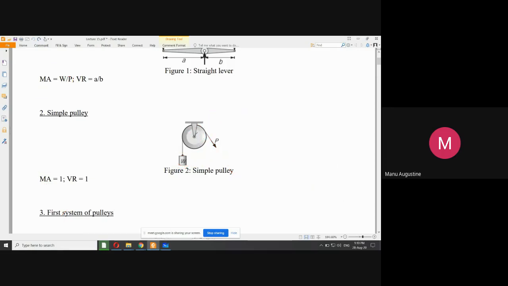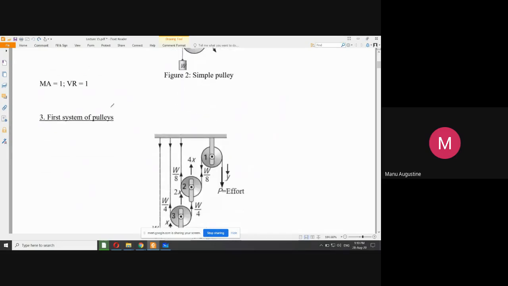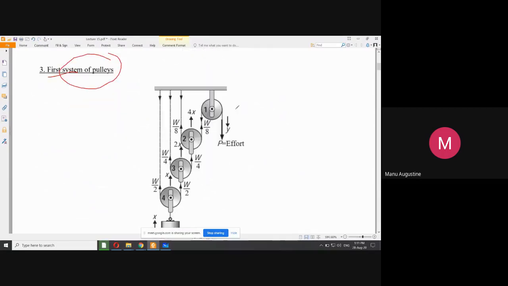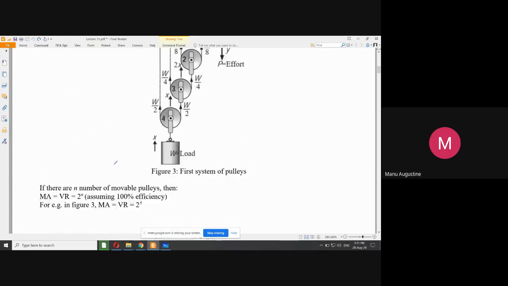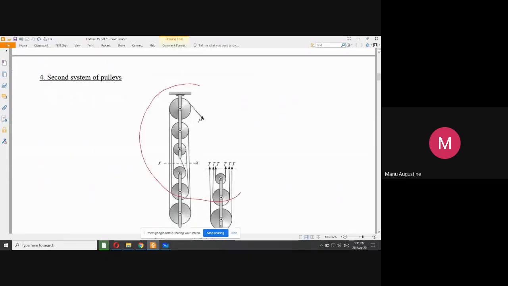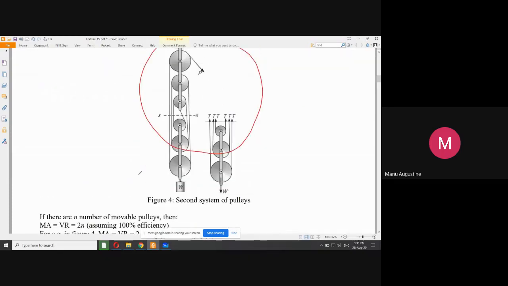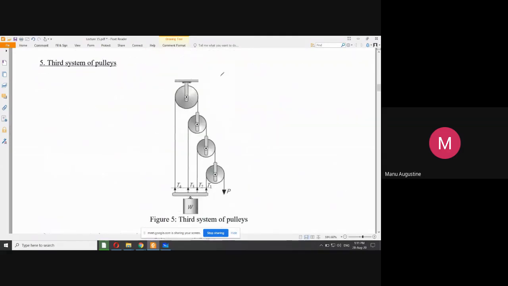But anyway, this is not the end of pulleys, because although a single pulley as shown in the figure will not allow you to achieve any mechanical advantage, there are something called systems of pulleys. So there is a first system of pulleys which is shown like this. We will come to the discussion of these pulleys a little while later. Then there is a second system of pulleys. This looks like this, and then there is a third system of pulleys.